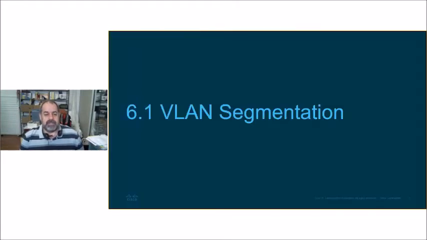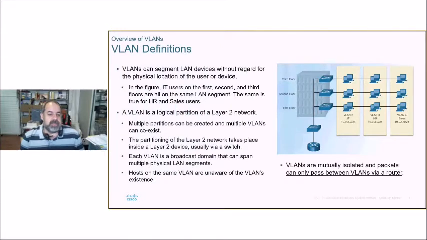So VLAN segmentation. VLANs can segment LAN devices without regard for the physical location of the user or device. In the figure, IT users on the first, second and third floors are all on the same LAN segment. The same is true for HR and sales users. And so basically we've got three groups of users. The switches are actually supporting all three of these particular VLANs.